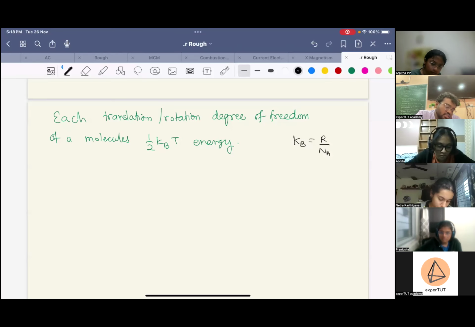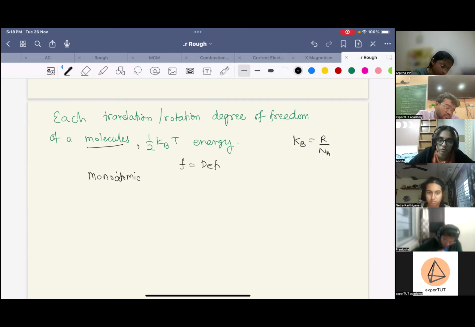So each translational or rotational degree of freedom of a molecule carries half kBT of energy. For example, we talked about monoatomic gases. उसका डिग्री ऑफ फ्रीडम कितना होता है, याद है, बताया था ना? In how many ways can it have energy? It was 3, correct. So F is called degree of freedom.